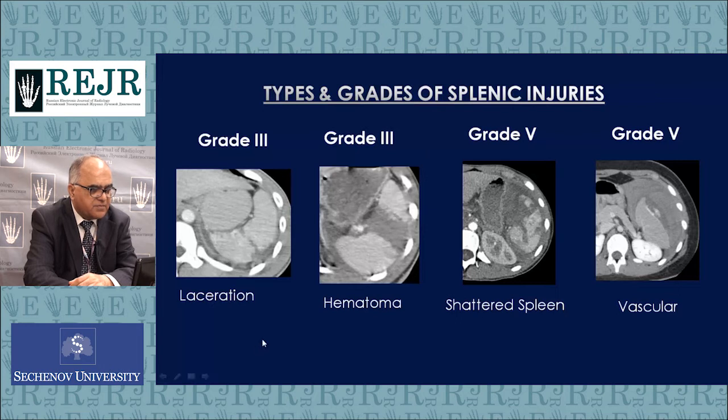Here are a few examples. In real time, we can see a hypodense line crossing through the spleen. It's a laceration. Then we can see a big hematoma in the next image. It's a grade 3 injury. In grade 5 injury, we can see a shattered spleen, and in the last image, we can see a high density bleb, which is indicative of vascular injury, and it is active extravasation.